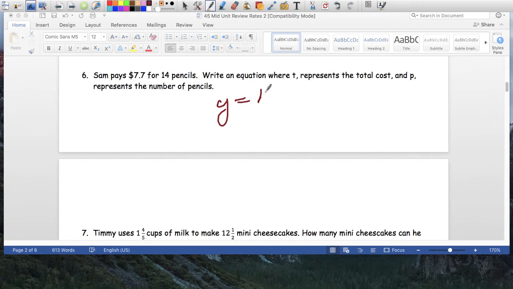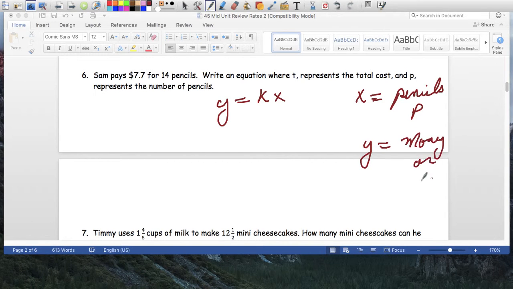So we want the equation y equals kx. y equals the money, x equals the pencils. Money, or total, que es la letra T. So you can write y equals kx, or you can write, in vez de y, we can use t. K and times x. X equals p for lápiz.